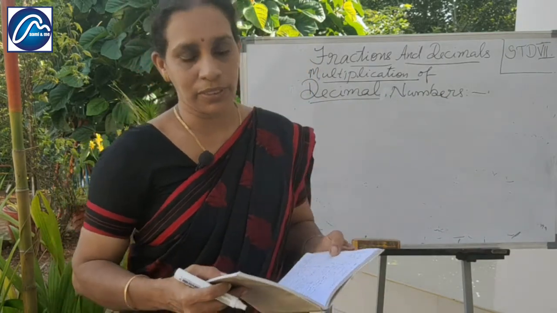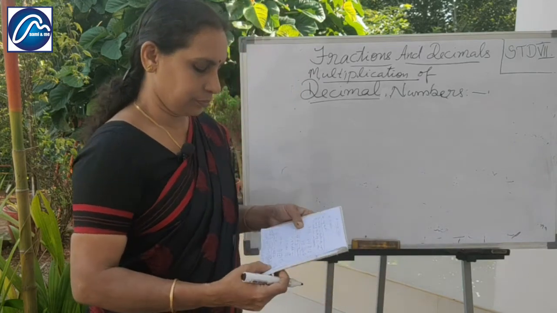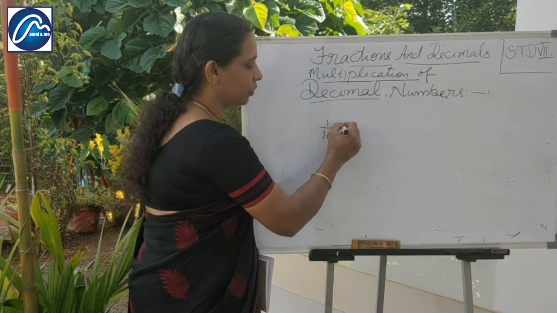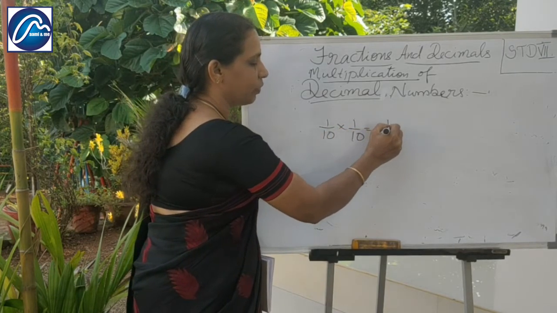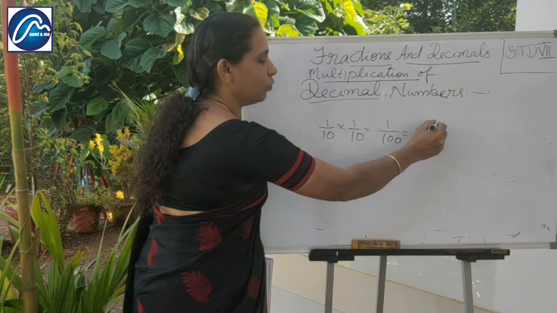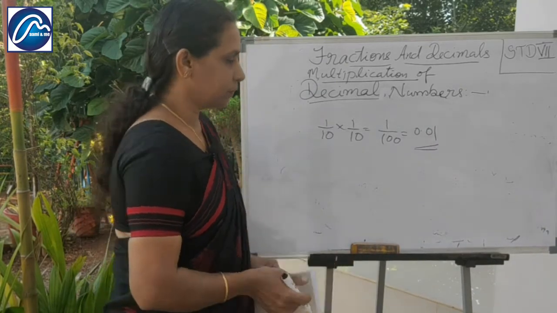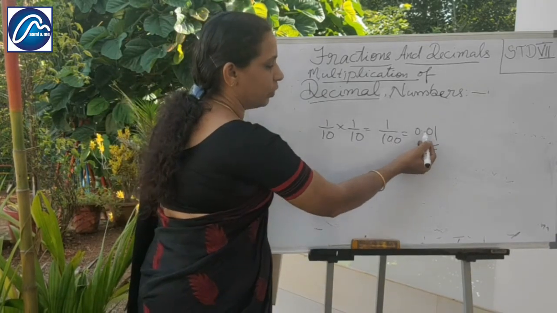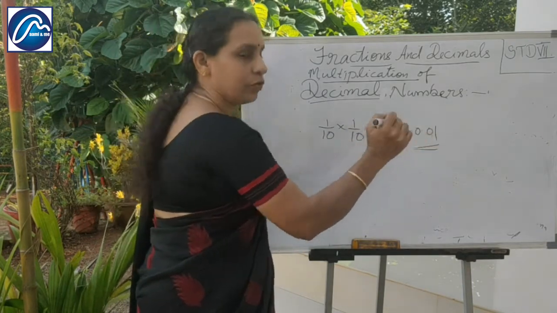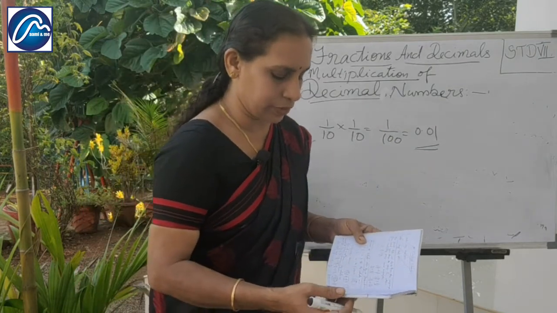Multiplication of decimal numbers. How to multiply a decimal number? You know, 1 by 10 into 1 by 10, that we have studied now, that is 1 by 100 and it is 0.01. Why have we written it like this? Because there are two zeros, so after the point there should be two places. So we put one more 0 after the 1 and we get 0.01.